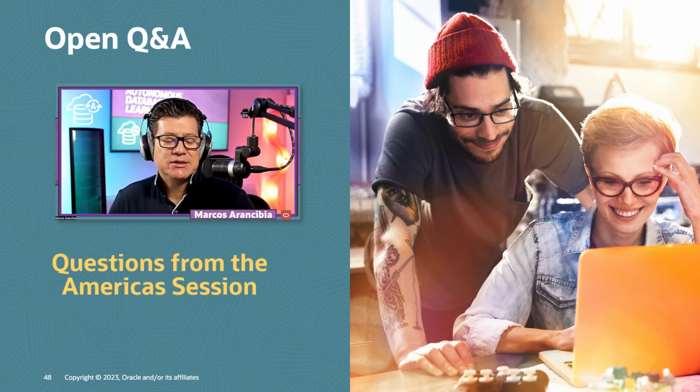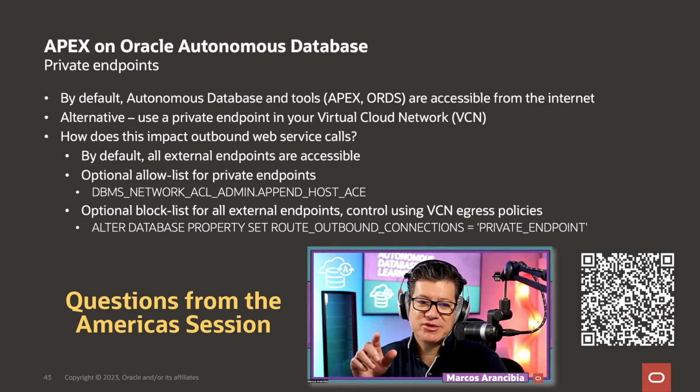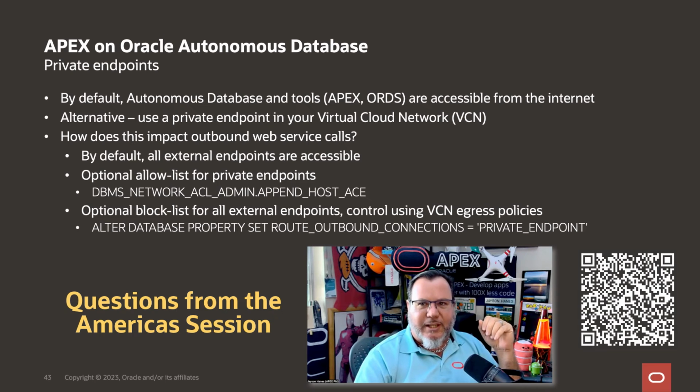A person is asking: if the ATP or ADW is inside a VCN, which is exactly what you're showing here, but the customer needs access to APEX from the internet, is that possible? Right. You're going to work with a reverse proxy of some form to get that up and going. And that's all very clearly documented. You could just Google it and you're going to find documentation that answers exactly that question.